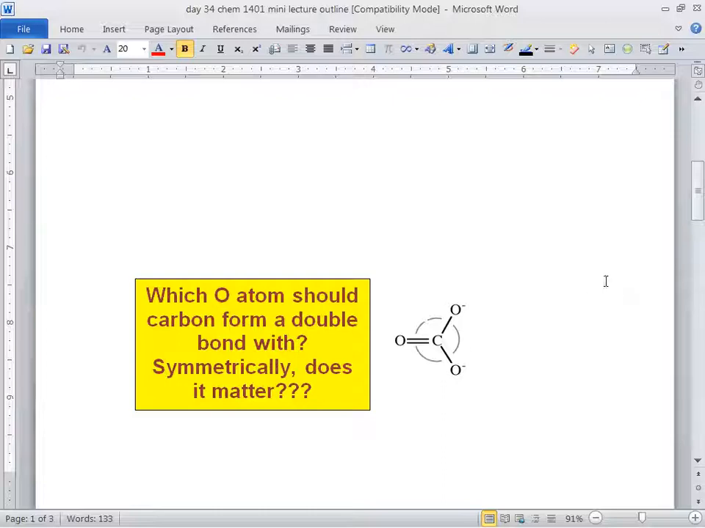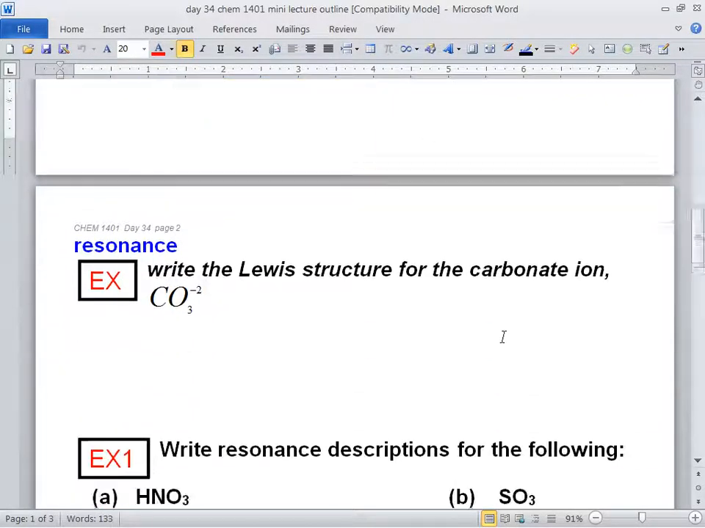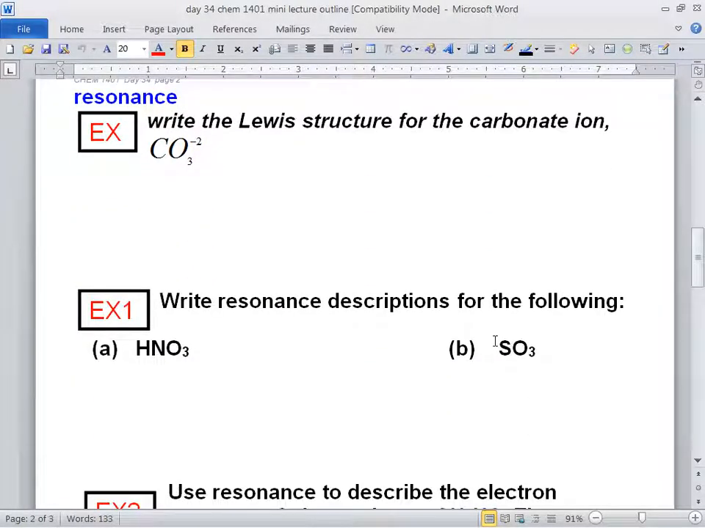Here's another one. Where do you put the double bond? Does it matter? If you move the double bond over to the bottom oxygen, you rotate it. It's the same molecule. You can't even tell, even though the double bond moves. So this idea is resonance, where you can draw more than one Lewis dot structure just by moving a double bond around. You don't move the atoms at all. All you do is move a double bond around.